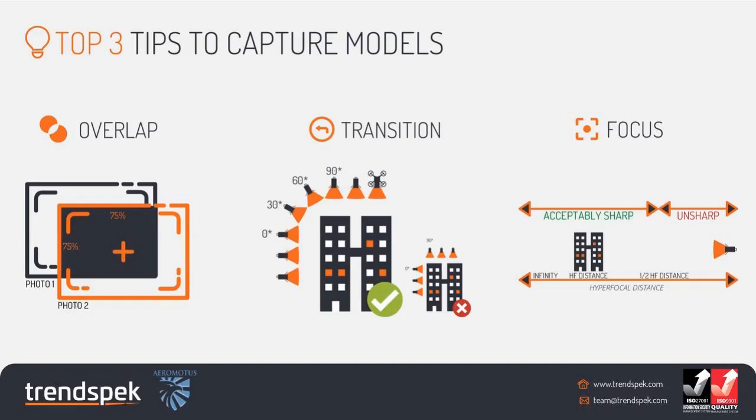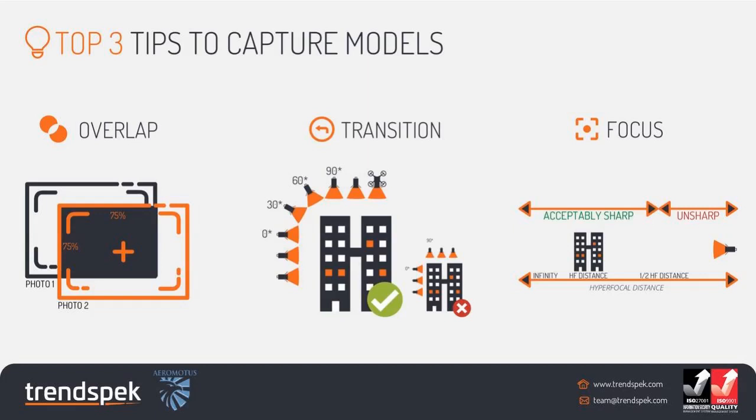So you're wanting to have an overlap in both vertical and horizontal parts of at least 75%, so there's no big holes in your capture, because modeling heavily relies on visually tying the images together to create a 3D model.